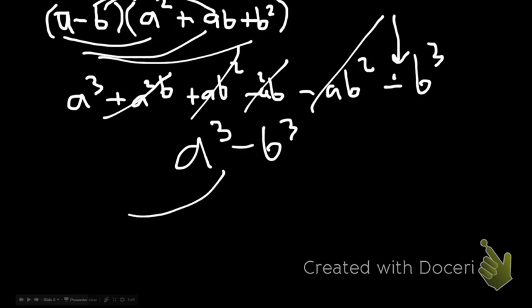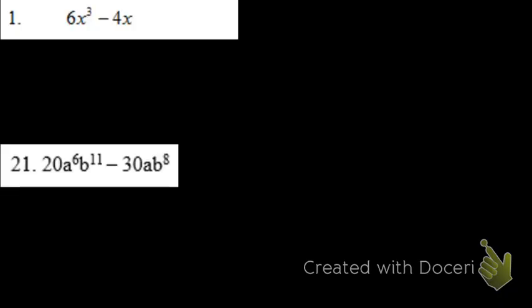So we use that to go in reverse and factor a difference of two cubes. And a similar proof could be made for the sum of two cubes. So let's apply some of these formulas now. First things first. Number 1.